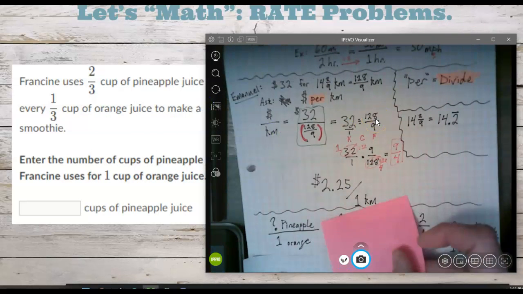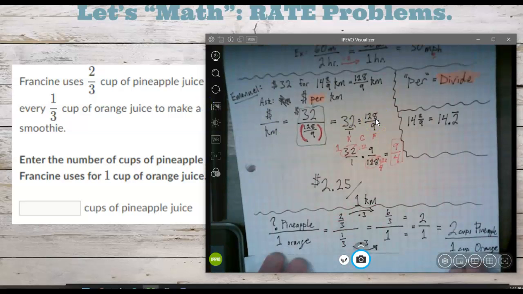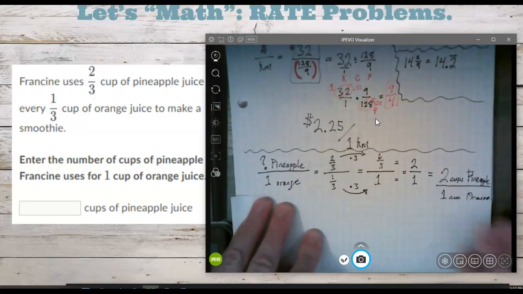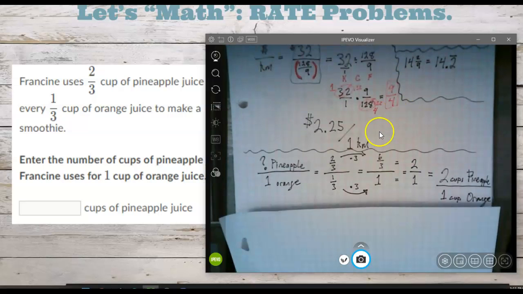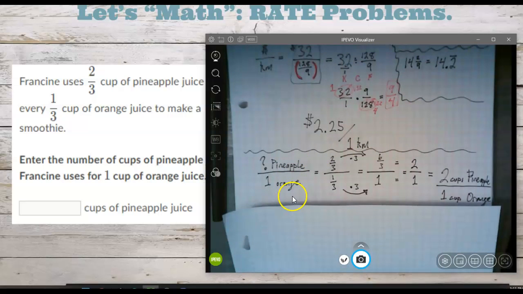Alright, well, I was going to cover this stuff up, but I guess I'll just show it to you guys. This is what we set up. We realize we are asked to make one of orange juice.